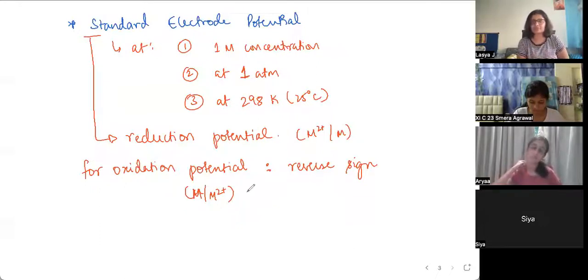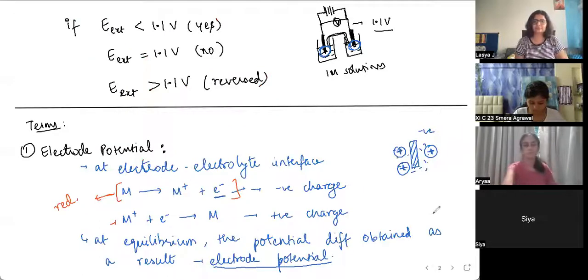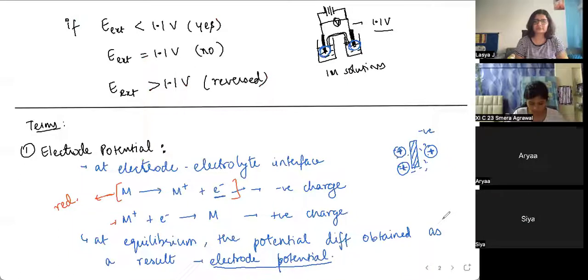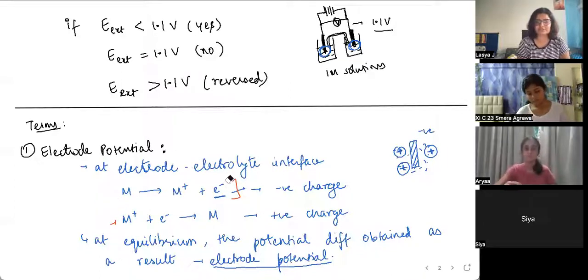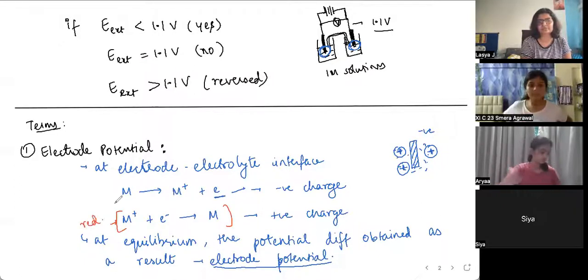Wait, can you go back 1 second at what you just wrote? That is loss of electron, right? Yeah. So that's oxidation. Yeah, sorry, I marked the different thing. Increase of oxidation state. This needs to be oxidation. This will be reduction potential. Yeah, this is reduction. This will be oxidation.